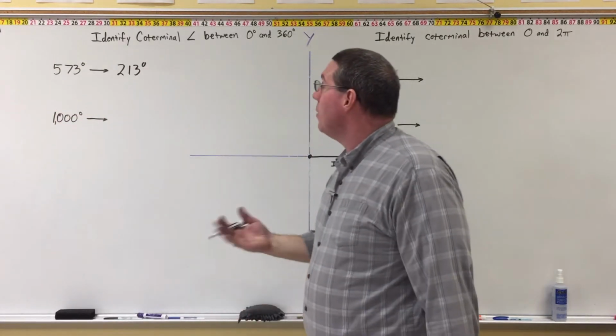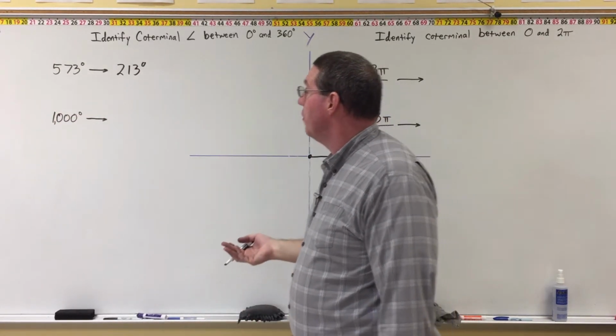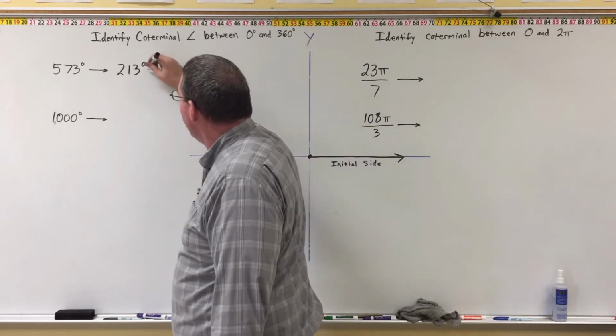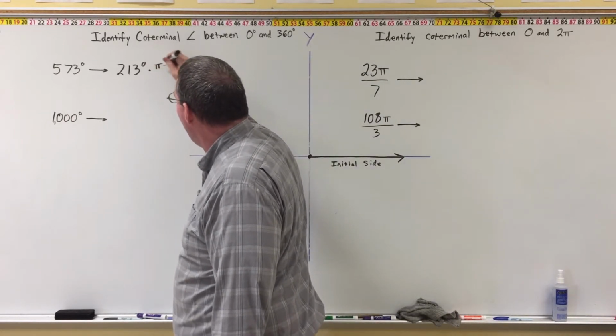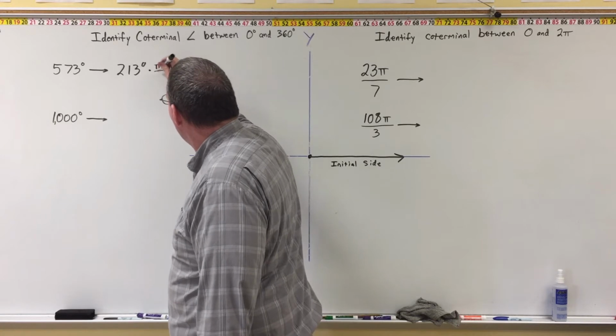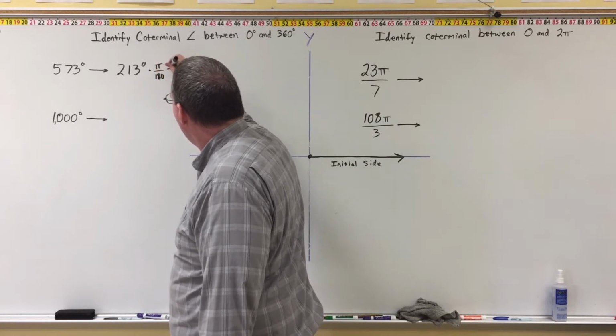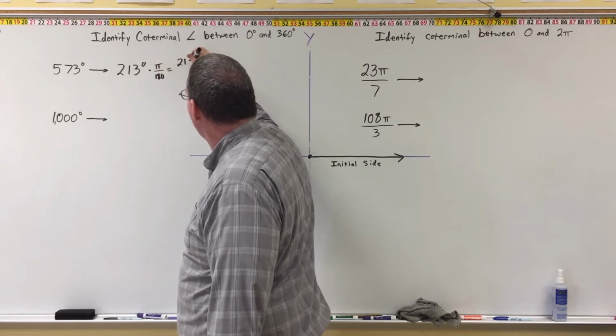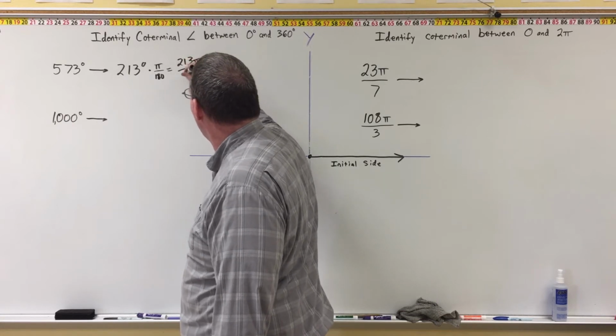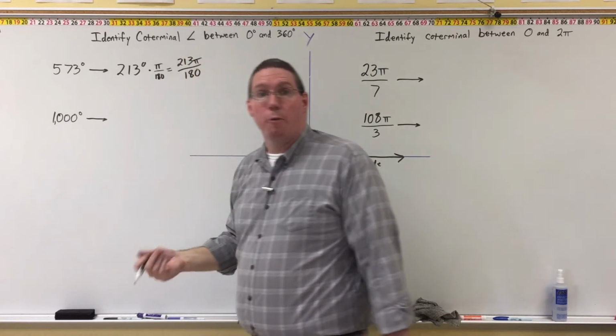Okay? And now let's say that we wanted to now convert that into radians. We could multiply it by pi over 180, and we would get 213 pi over 180, which is not reducible.